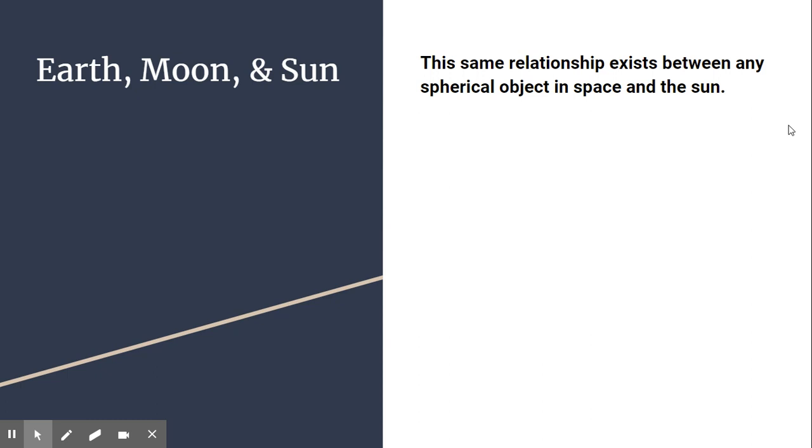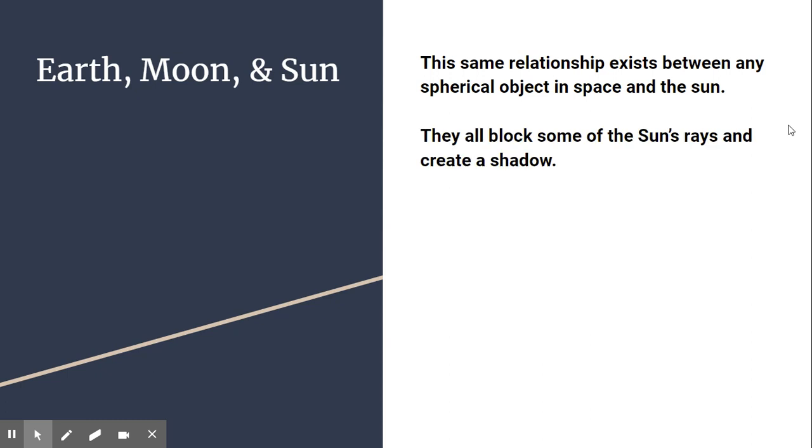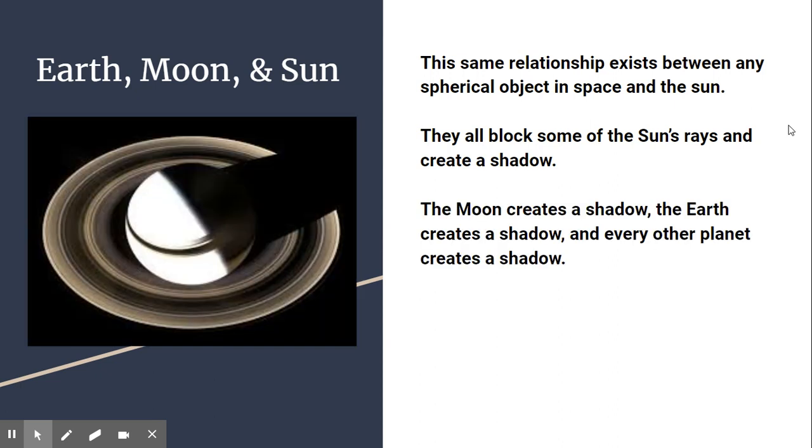That same relationship exists between any and all spherical objects in space and our sun. They all block out some of the sun's rays and create a shadow. This happens for the moon, the earth, and every other planet. Here in this image, you can see a photo from NASA of Saturn and its shadow on its rings.